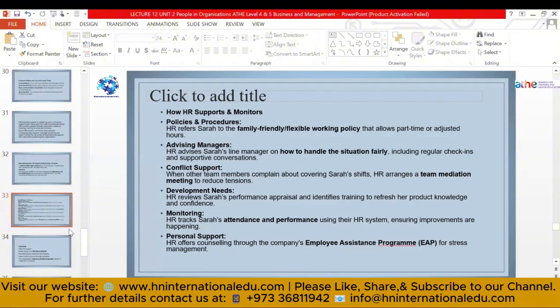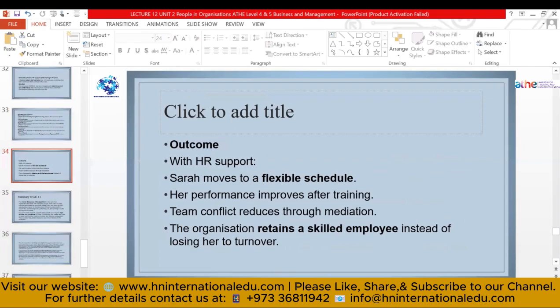Because now she would be quite angry. The original person came back to the job designation, but what will happen to the one who was already doing the job in her place? This needs to be resolved. Development needs: HR reviews Sarah's performance appraisal and identifies training to refresh her product knowledge and confidence. HR tracks Sarah's attendance and performance using their system, ensuring improvements are happening or not. Personal support: HR offers counseling through the company's employee assistance program for stress management. Because again, it is something which needs to be addressed for any person with any sort of issue.